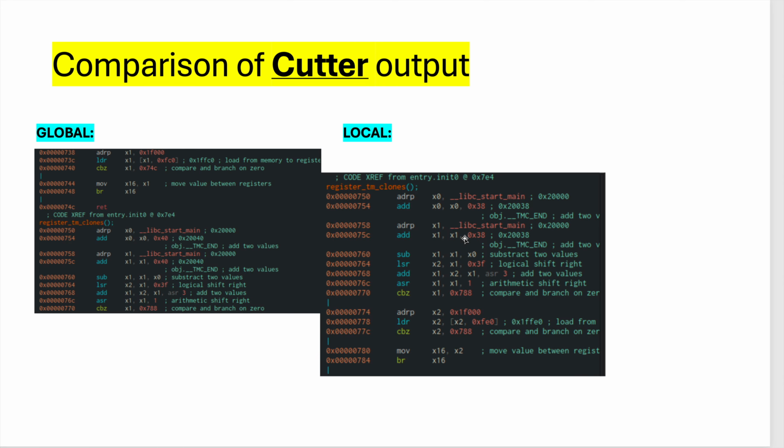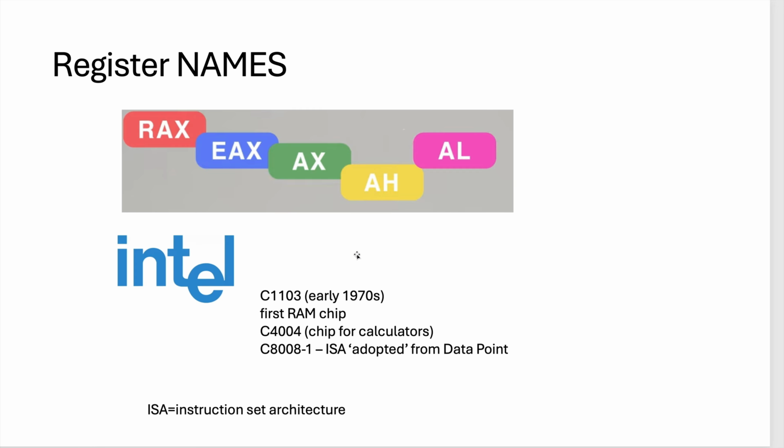Now, when it comes to the actual disassembled output, the global and local versions look very, very similar. As a matter of fact, at the start of this we can see that they look very, very similar. But the devil, of course, is in the details.